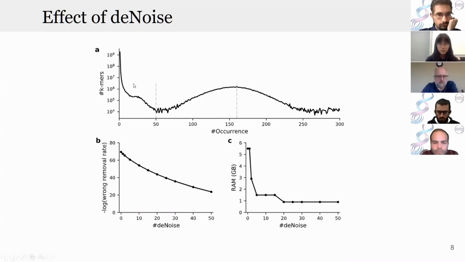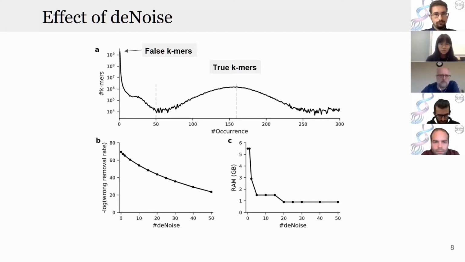Panel A shows that the frequency distribution of k-mers in C. elegans datasets is multimodal. It has a peak at around 160, which likely corresponds to the median coverage of true k-mers, and another peak at 1, which should contain mostly false k-mers. And we observe a local minimum at around 50, and so we use it as a demarcation point to manually set the number of denoise rounds for different values from 0 to 50.